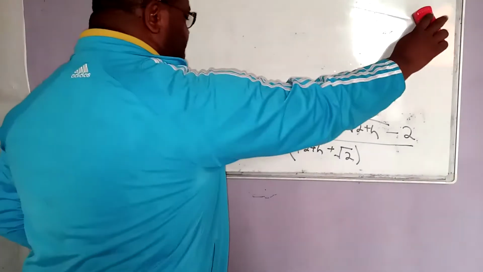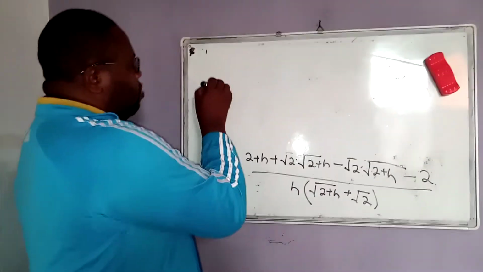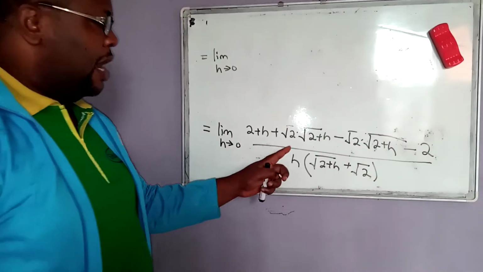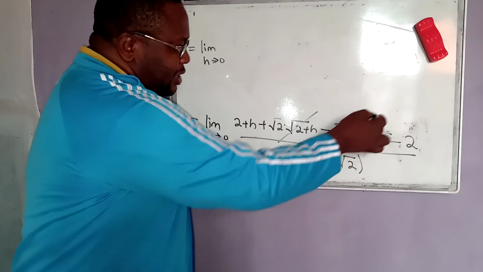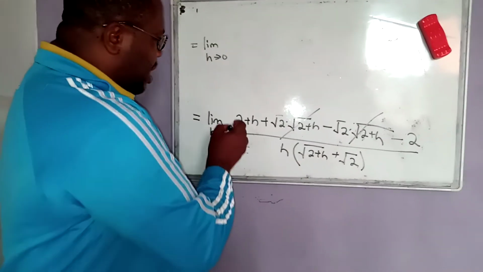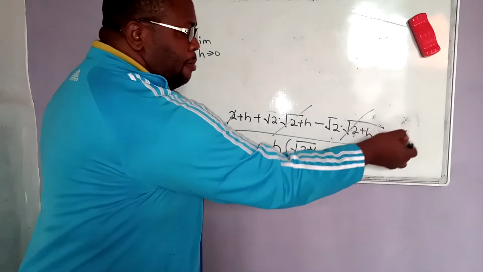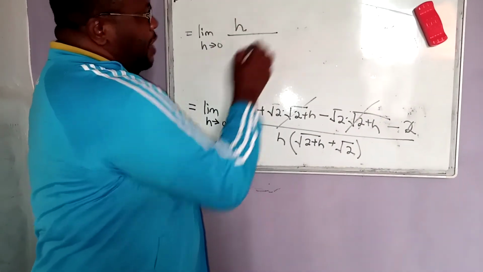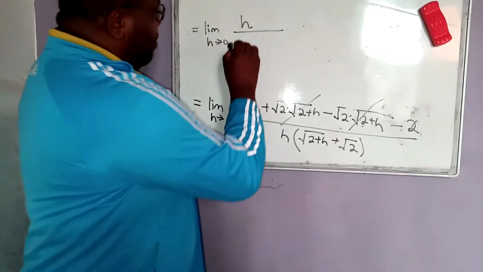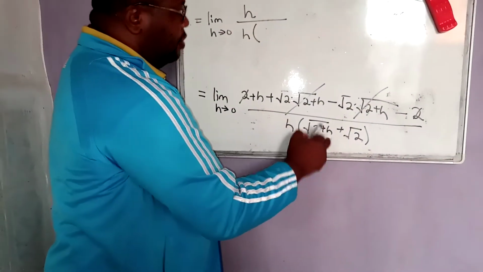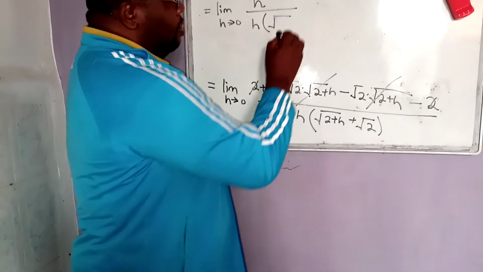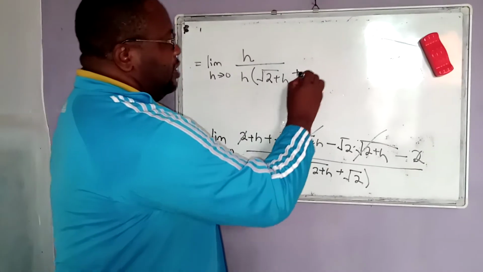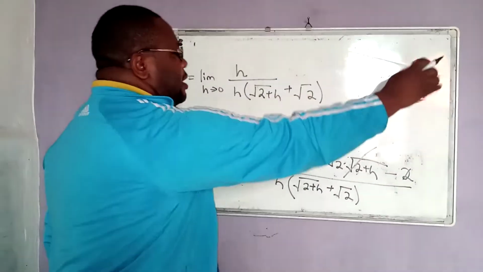Okay, we now begin to simplify. You discover that this becomes equal to the limit as h tends towards 0. Now notice something, this term will cancel this term. So what do I have here? Also notice that 2 will cancel minus 2. So what remains in the numerator simply becomes h, divided by h into the term square root of 2 plus h plus the square root of 2. We close that.